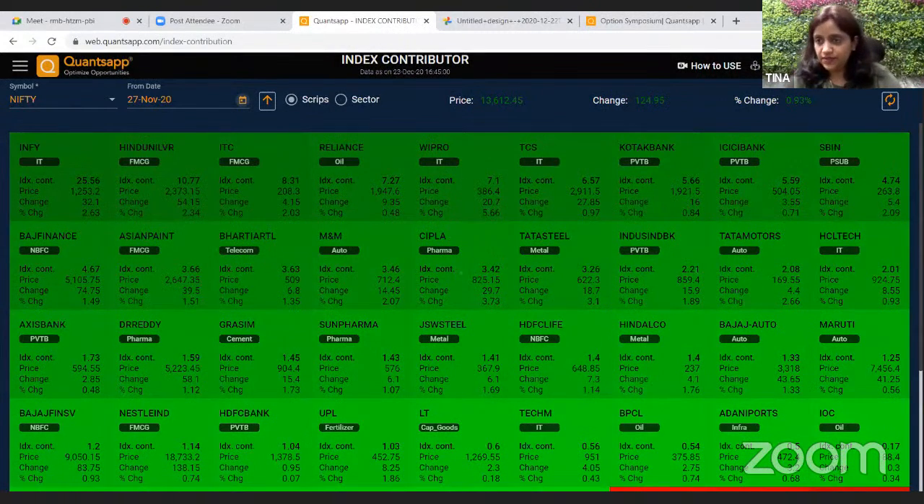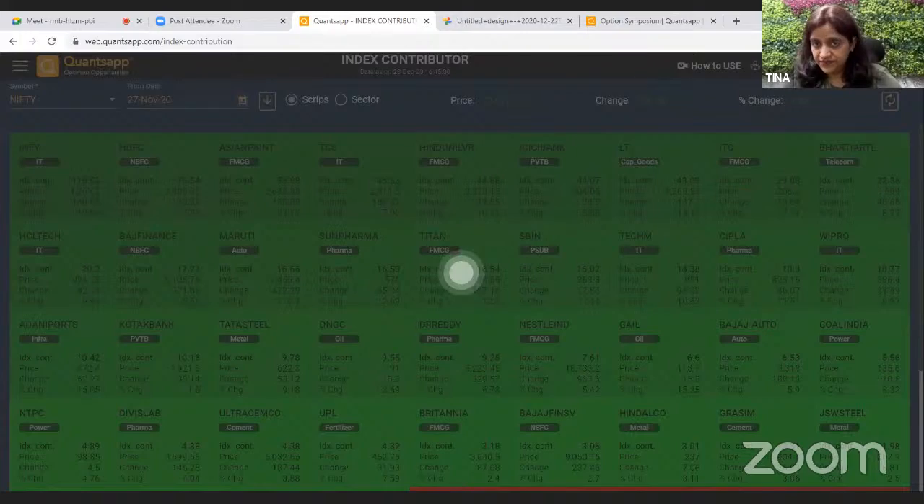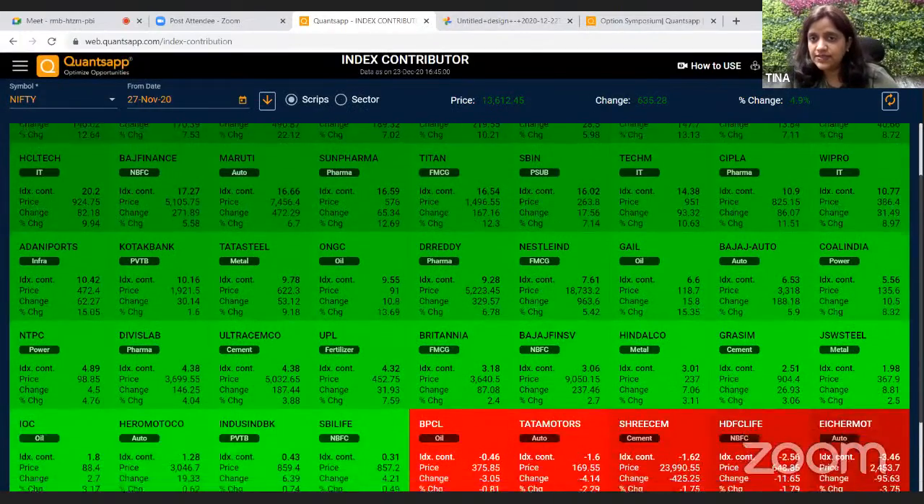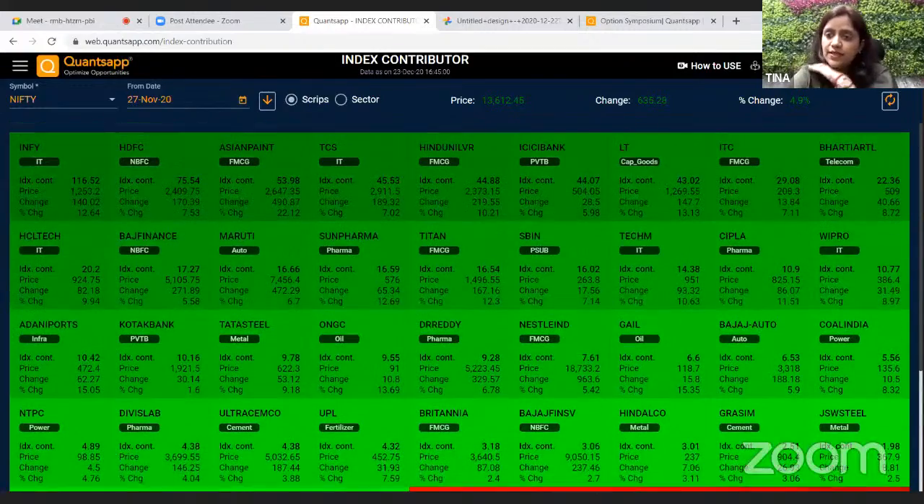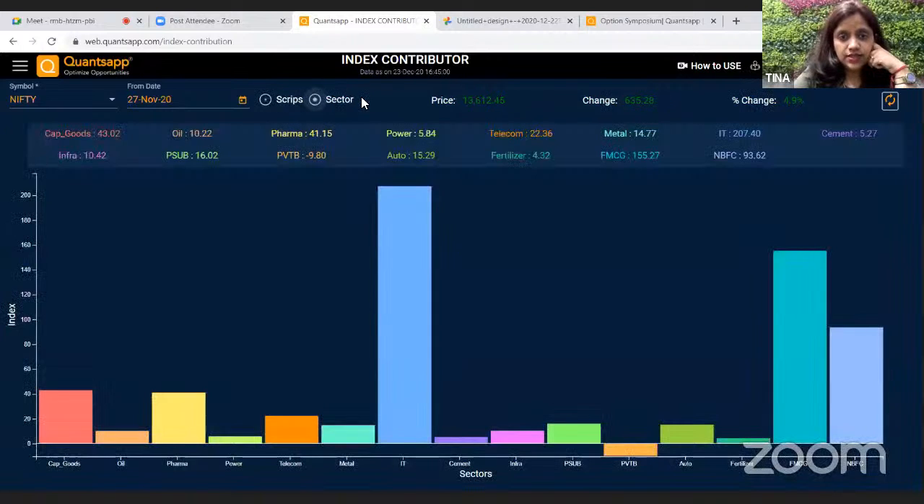So we have strong outperformance in the Nifty. In the December series, Nifty is up 635 points, almost 5%. Infy is contributing around 116 points, HDFC 75, Asian Paint 54, TCS 45, Lever 45, iBank 44, LNT 43. If I look at the sector, the top contributor is IT, followed by FMCG. So you know the flavor of this expiry.